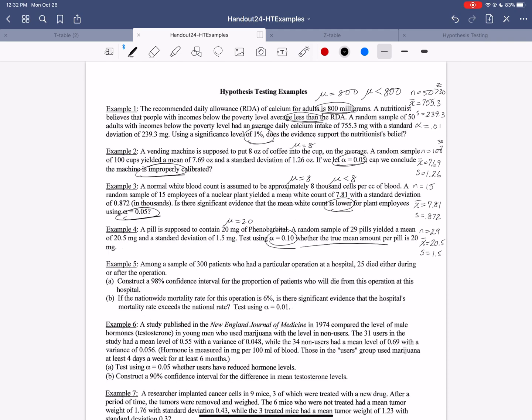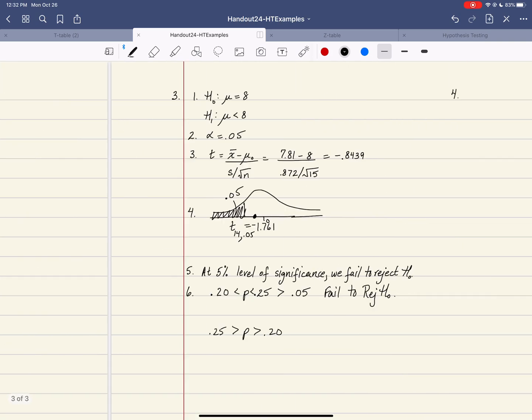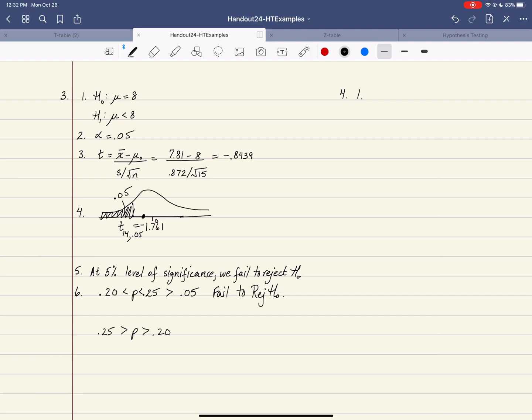So let's write our hypotheses down. So, null hypothesis, mu equals 20. Alternative, we don't know. Is it 20? That's what we're asking. So not equal to. Alpha equal to 0.10. And now we need to compute our test statistic.